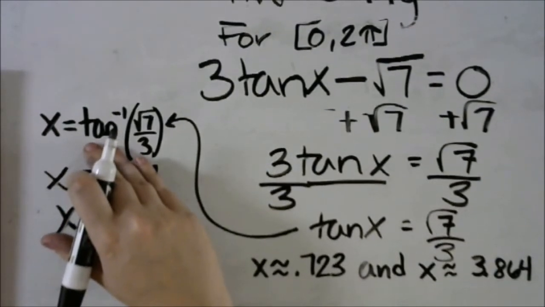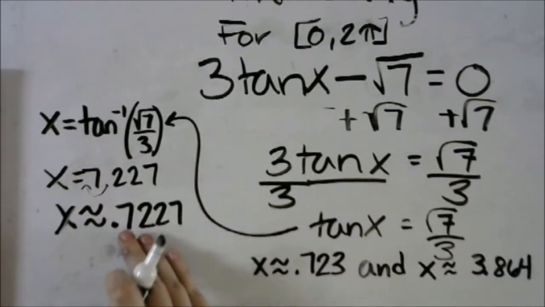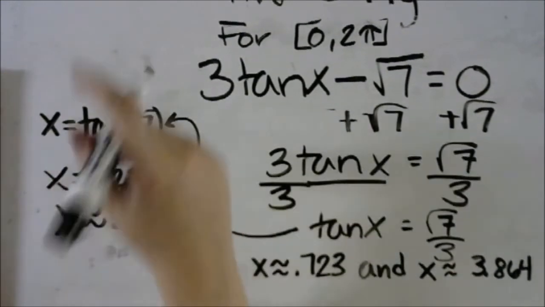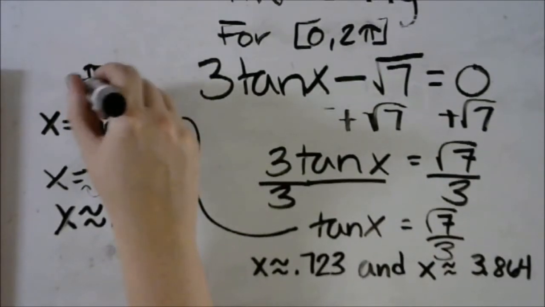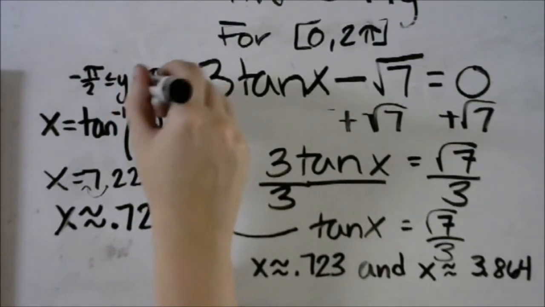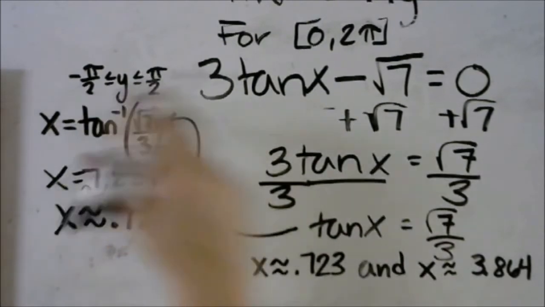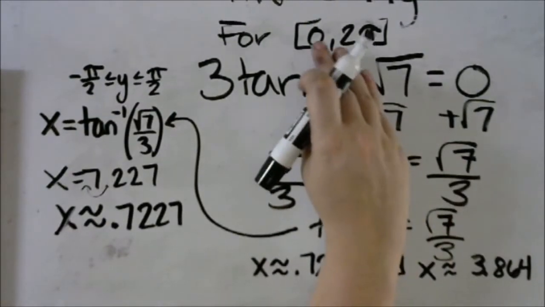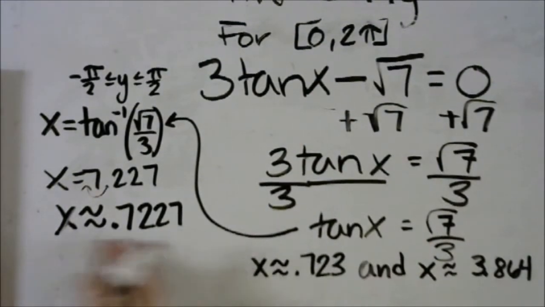Now, inverse functions have restricted ranges. They only output values within a certain limited range, which means this is only one of my solutions. If you recall, tangent restricts its range from negative pi halves to pi halves. So this is my answer within that range. However, I want all of my answers from 0 to 2 pi. So how can I find the other solution?